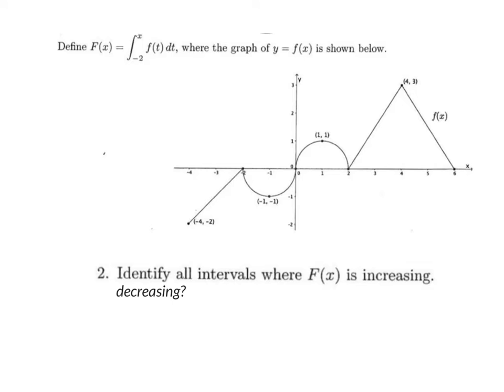It says now identify all the intervals where capital F is increasing and decreasing. Again, remember we're starting at -2 here, but remember for a function to be increasing or decreasing, in section 4.3, the increasing decreasing test said that if the derivative is positive, that's when it's increasing, and if the derivative is negative, that's when it's decreasing.